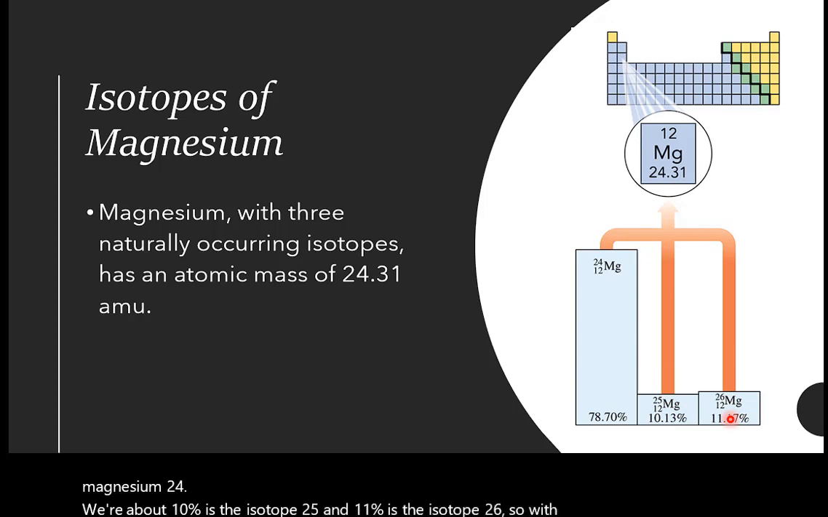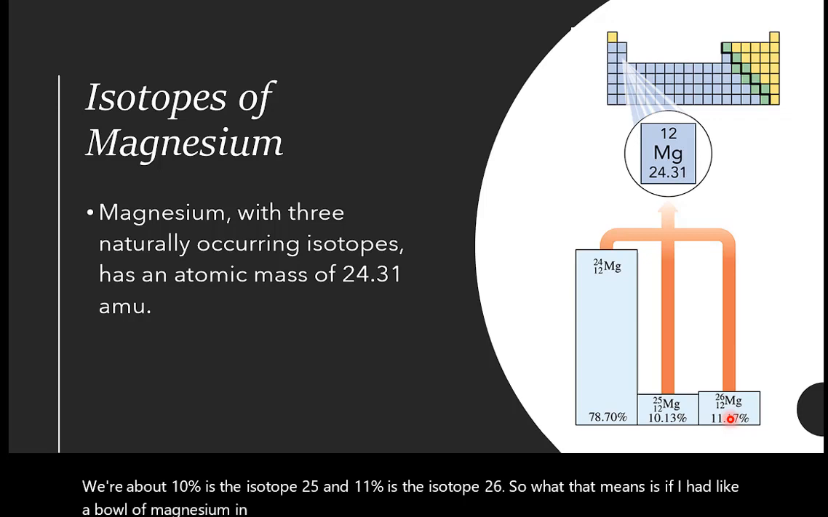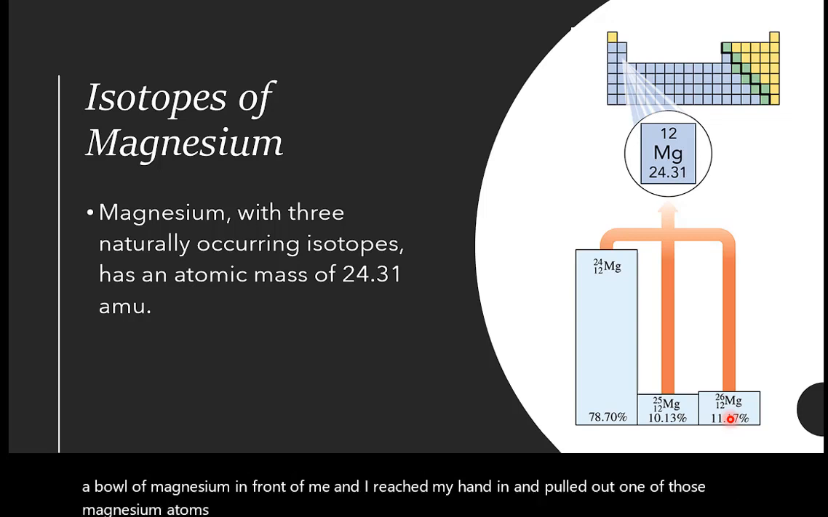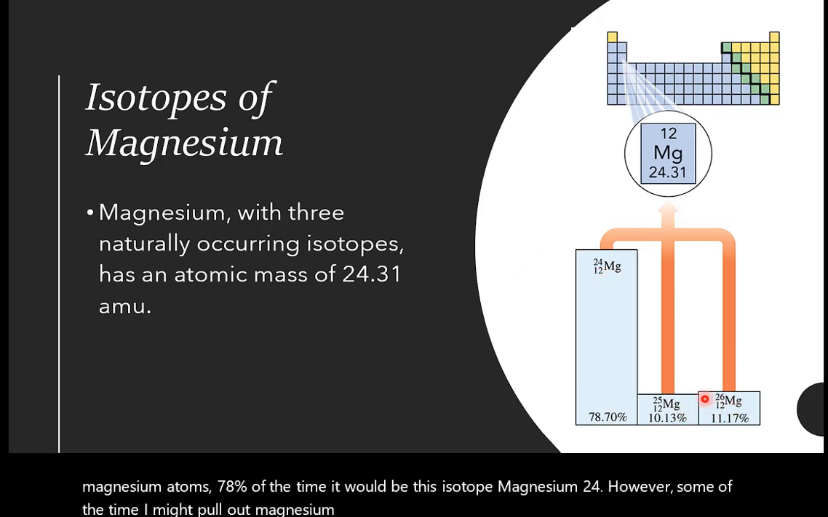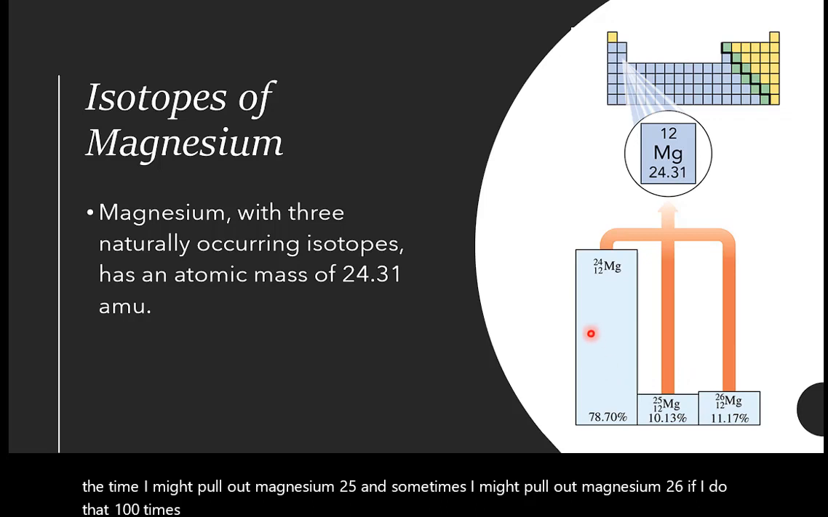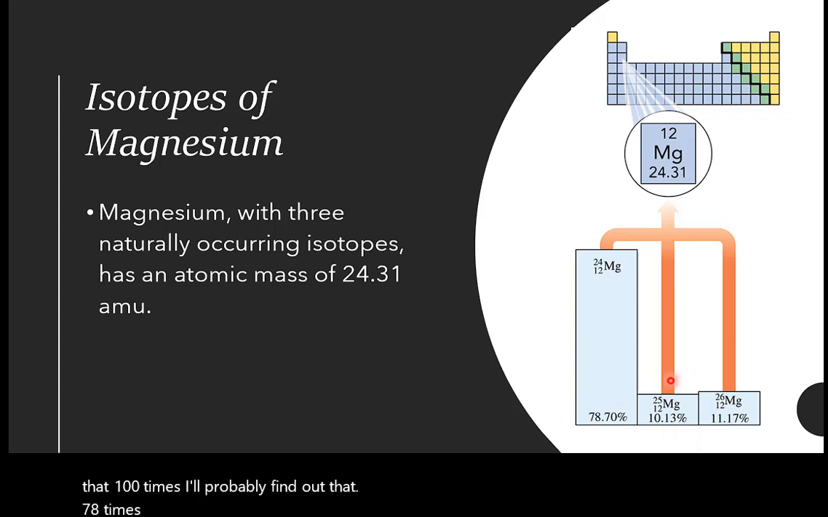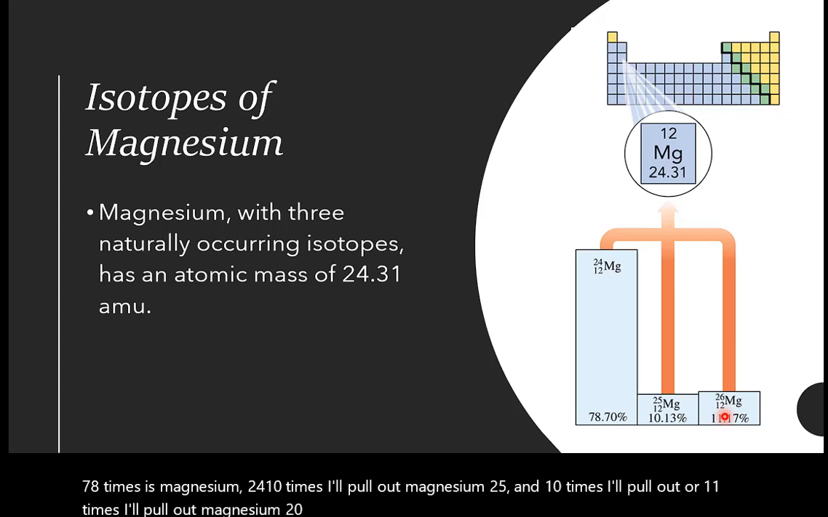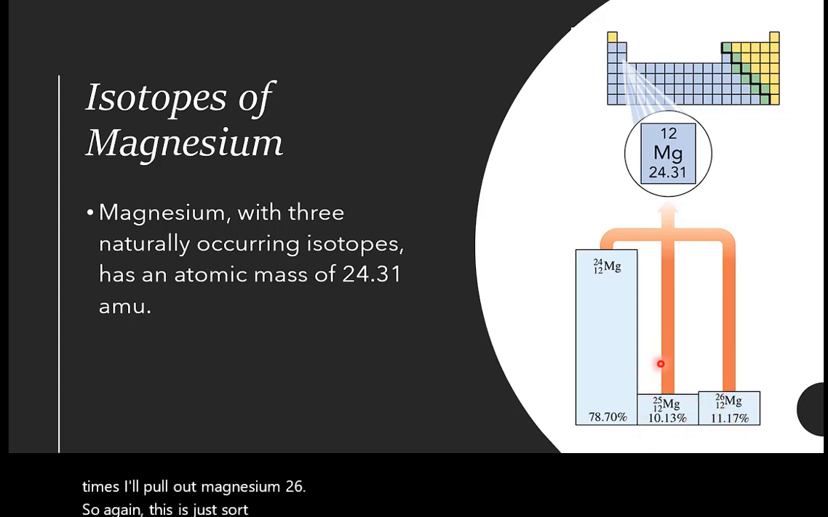So what that means is if I had a bowl of magnesium in front of me and I reached my hand in and pulled out one of those magnesium atoms, 78% of the time it would be this isotope, magnesium 24. However, some of the time I might pull out magnesium 25 and sometimes I might pull out magnesium 26. If I do that 100 times, I'll probably find that 78 times it is magnesium 24, 10 times I'll pull out magnesium 25, and 11 times I'll pull out magnesium 26. So again, this is your natural abundance, or how often these isotopes show up in nature.